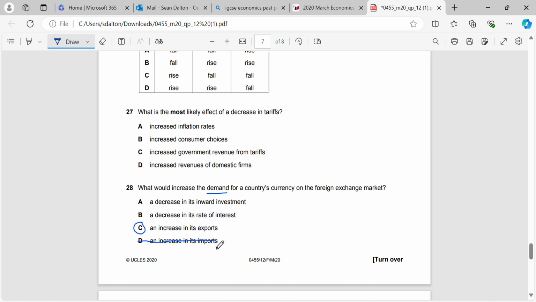Right? Decreasing the rate of interest would also have the opposite effect, because people would be moving their money out of our bank accounts and changing it to other currencies to put it into other countries where they can get higher interest rates. And the same with a decrease in inward investment. We would have fewer multinational companies from other countries wanting to exchange into our currency for investment or creating a firm in our country.